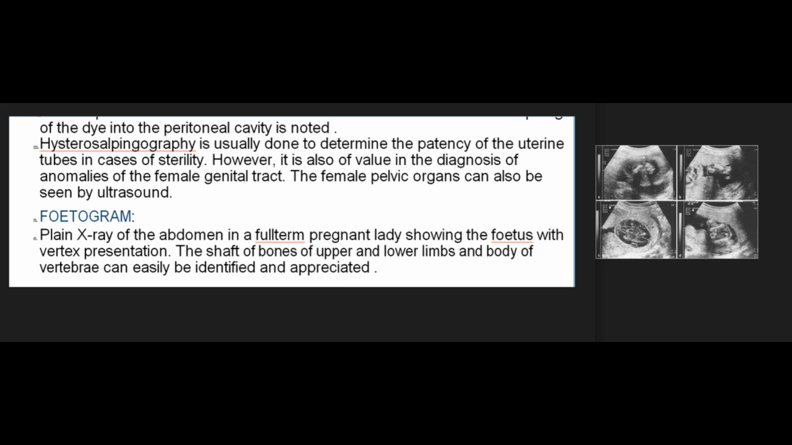Fetogram. Plain X-ray of the abdomen in a full-term pregnant lady showing the foetus with vertex presentation. The shaft of bones of upper and lower limbs and body of vertebrae can easily be identified and appreciated.